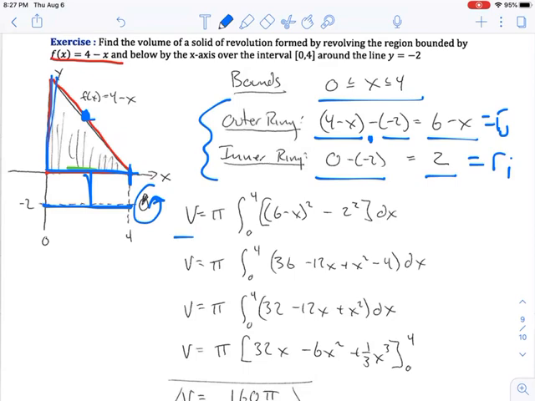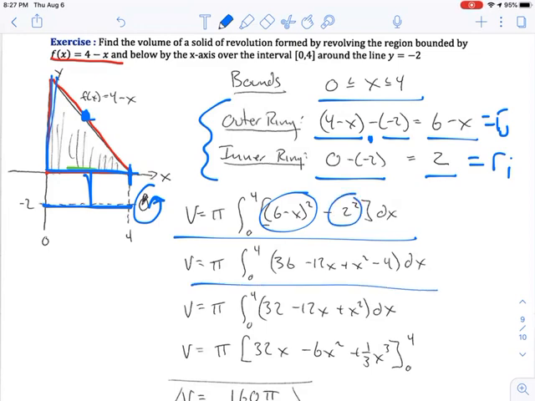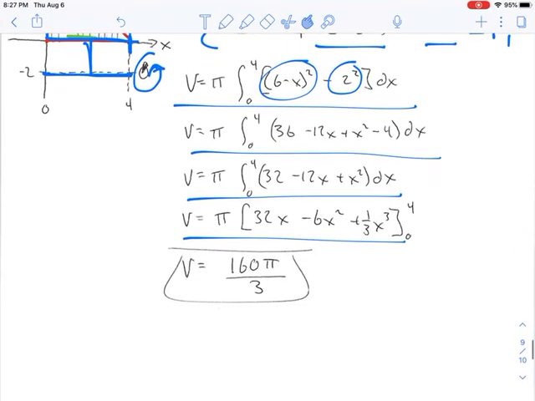So you just put it together in your integral now. The outer radius squared minus the inner radius squared. Simplify it a little bit. Simplify it a little bit more. Take the antiderivative. Evaluate the antiderivative at 4 and 0, and we end up with 160 pi over 3.